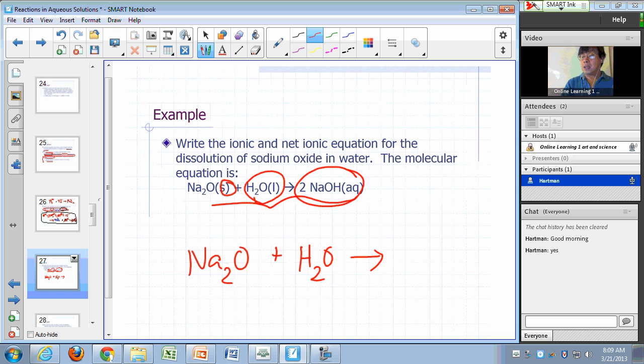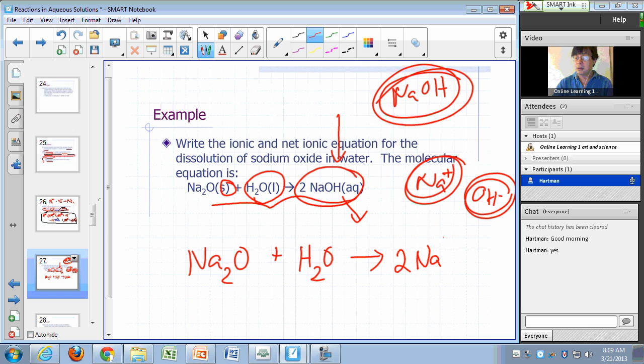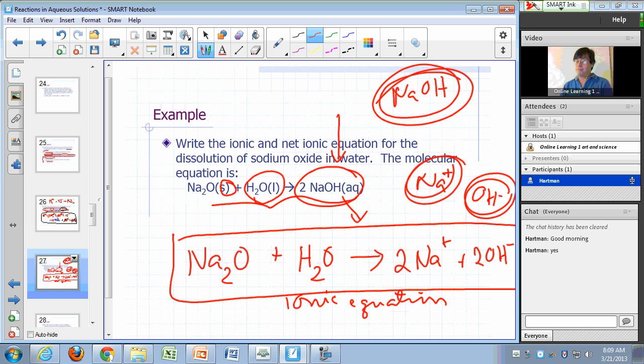But sodium hydroxide in water, okay? It's an ionic compound in water. This is not going to give you any pairs of sodium and hydroxide in water. What you have in water are separated sodium ions and hydroxide ions. So this has to be written as 2 Na+ plus 2 OH-. So this is your ionic equation. Instead of writing 2 NaOH, I write 2 sodiums and 2 hydroxides.